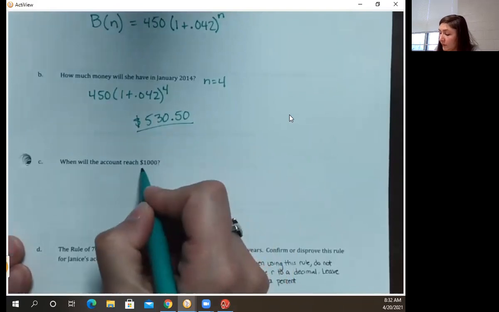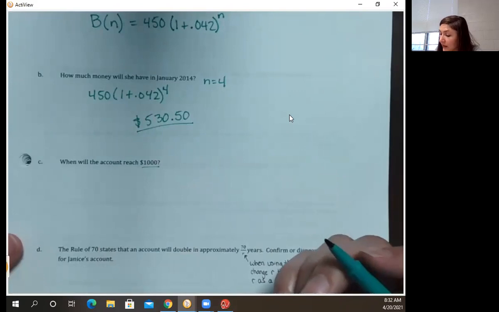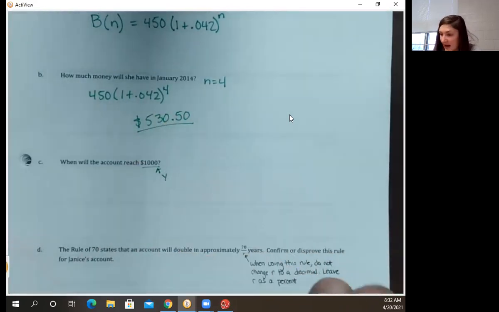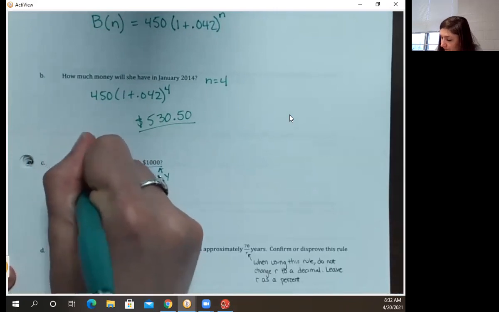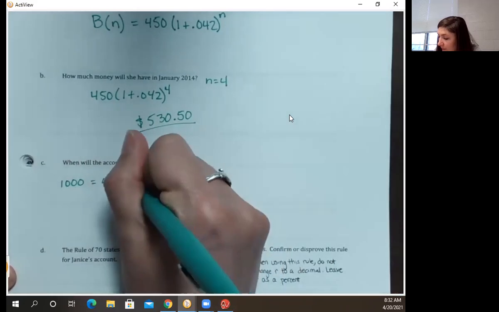Part C, I'm going to know, when will she have $1,000 in the account? How long will it take her to get that amount of money? So this is a Y or a B value. And I want to know what's the N value.